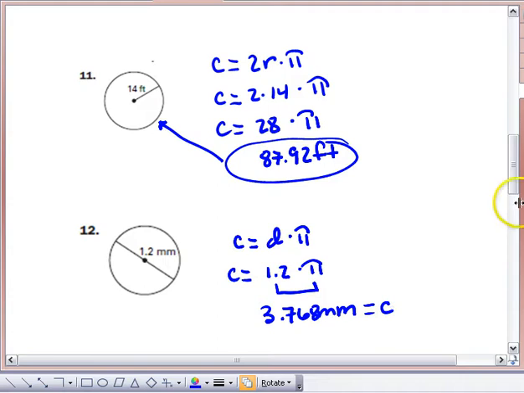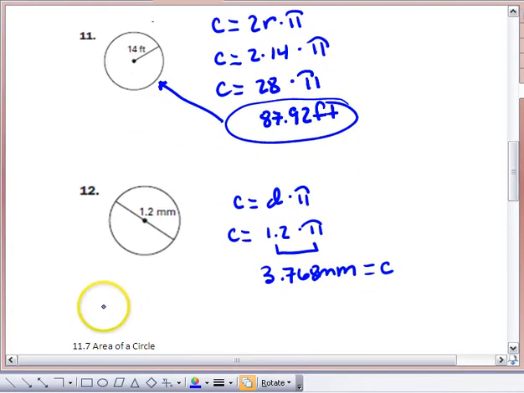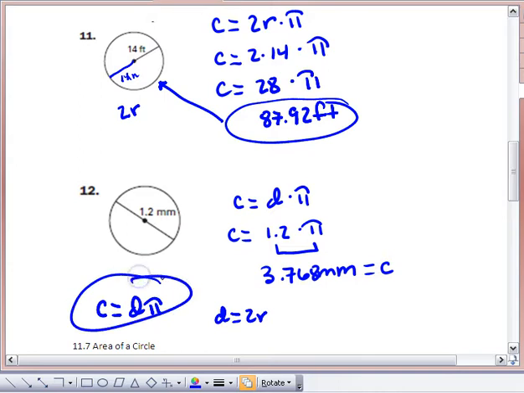So finding the circumference of a circle is easy. All you really need to remember is that the circumference equals diameter times pi. And if you know that, you know that the diameter equals 2 radiuses, because it's twice the distance across the circle from the radius. So for instance, in this one, if I put another 14 inches here, that's the diameter, or 2 radiuses. So here's the formula you need to remember.